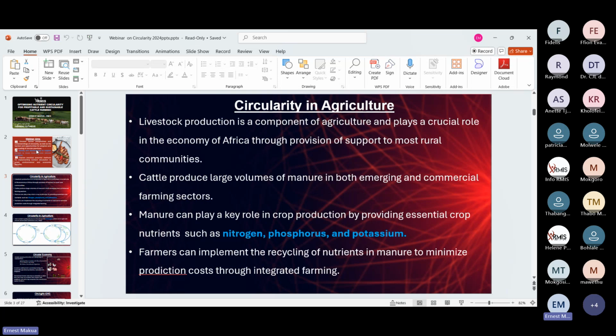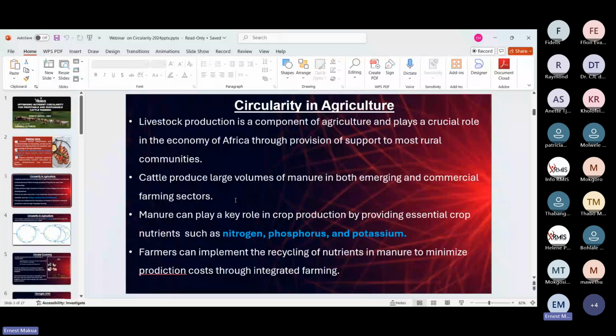And cattle produce large volumes of manure in both the emerging and communal farming sectors. As a boy who grew up on a farm and in communal areas, I was a herdsman, taking cattle, sheep and goats to graze and bringing them back home. We have kraals at home, and you'll know that there's always quite a lot of manure that can also be used for fertilizing crops at home. So this is what we call circularity of nutrients.